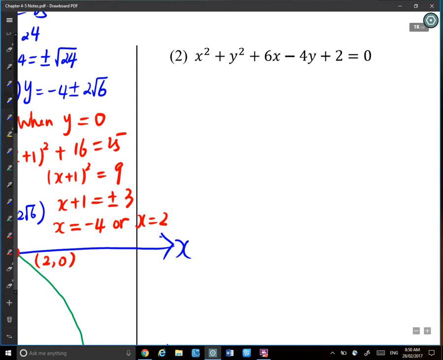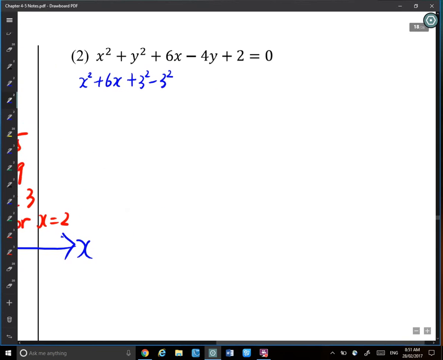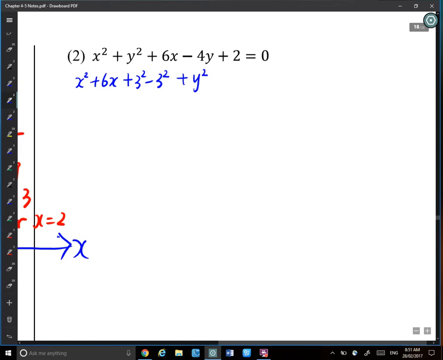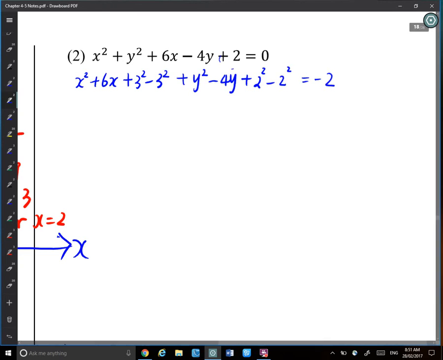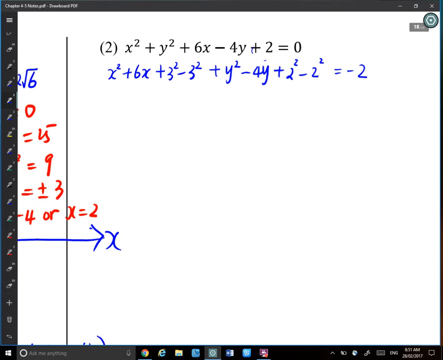So how can we complete the square? We can put the x terms together. So x squared plus 6x, plus 3 squared and subtract 3 squared. That's plus half of b squared and subtract half of b squared. And now we have the y side. We have y squared minus 4y, plus half of b squared and subtract half of b squared. And don't forget, we still have a plus 2. Then let's move the plus 2 to the right hand side, because I don't really need a constant on the left. Or you can keep it here, it doesn't really matter.